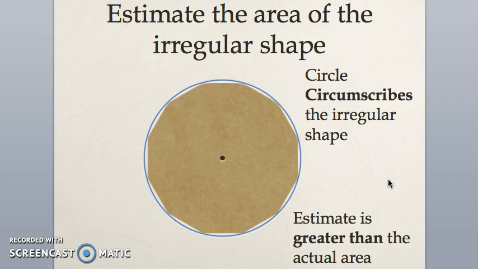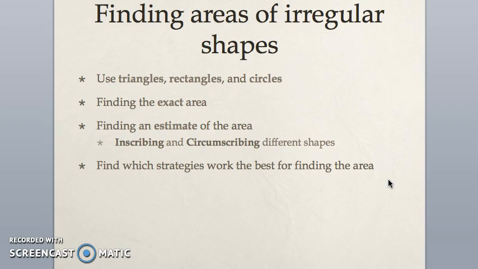These will be great tools that you'll be able to use in class tomorrow for your lab, and I'm just going to recap with you the types of things we're going to be doing in class tomorrow. We'll be finding areas of irregular shapes. We're only going to be using triangles, rectangles, and circles to find these areas. Some shapes we'll be finding the exact areas. Some of them we'll be finding an estimate of the area, which could include inscribing or circumscribing different shapes. And we're going to be finding the best strategies that we can find to find these areas.